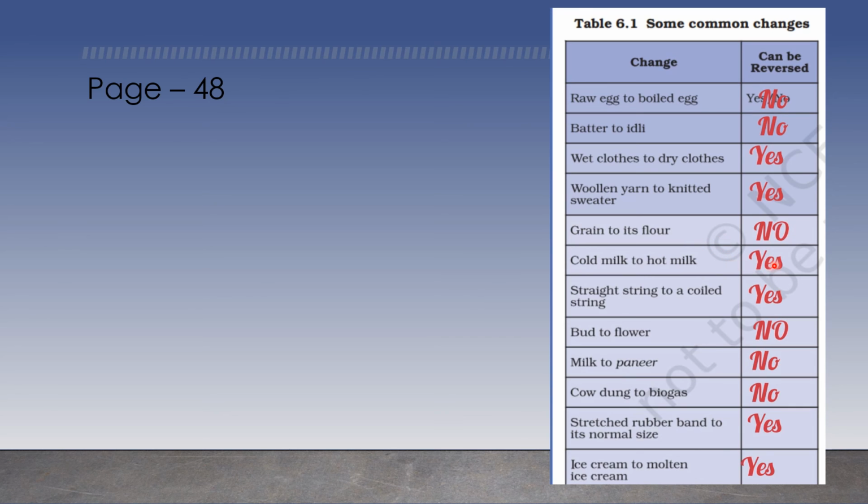Then cold milk to hot milk. Yes, you can make the hot milk cold again and cold hot again. Now straight string to a coiled string. Again, yes, it can be reversed. Now butter to flour. No. Milk to paneer. No. Cow dung to biogas. No. Stretched rubber band to its normal size. This is yes. Then ice cream to molten ice cream. This is again yes. So the ones with yes are reversible change and the ones with no are irreversible change.